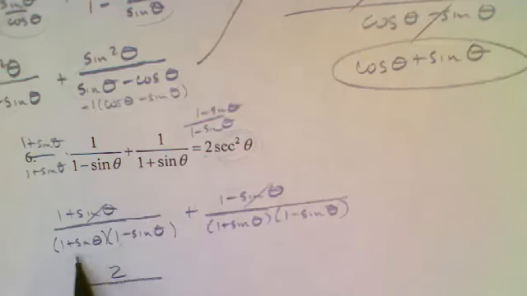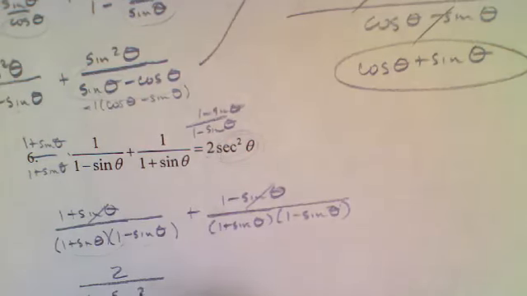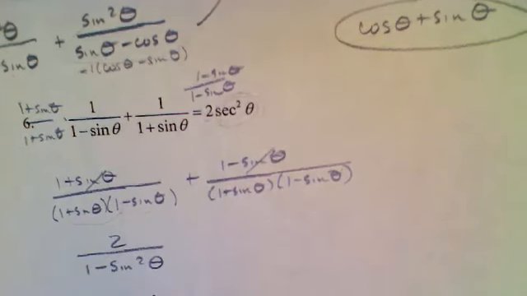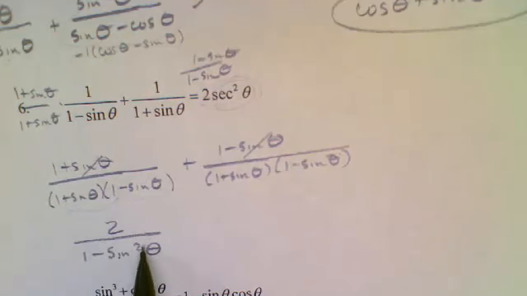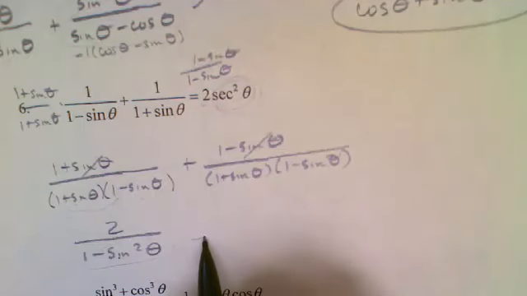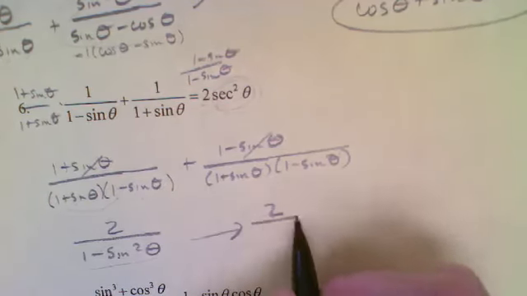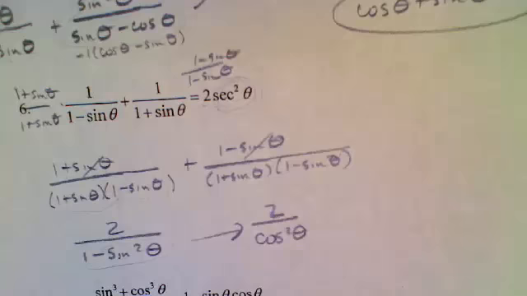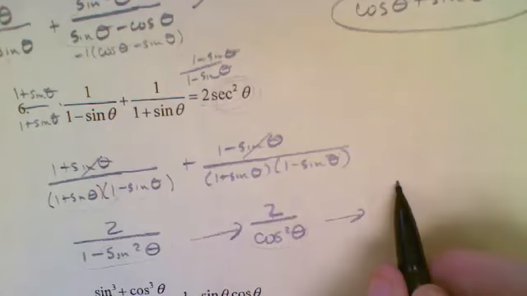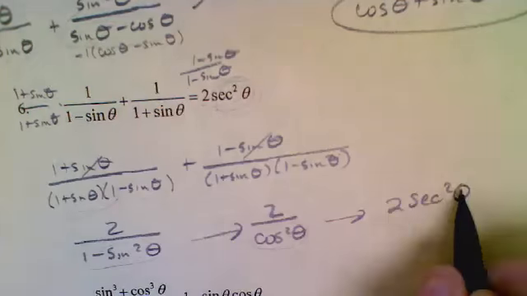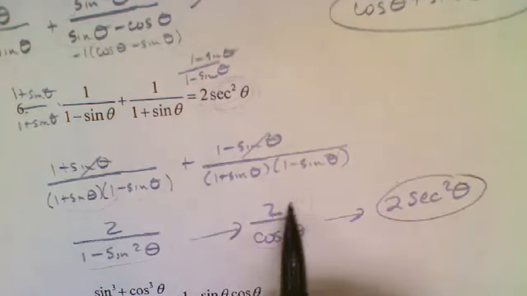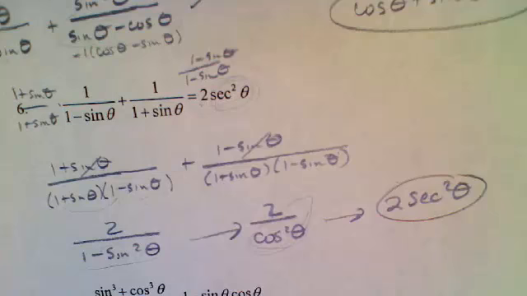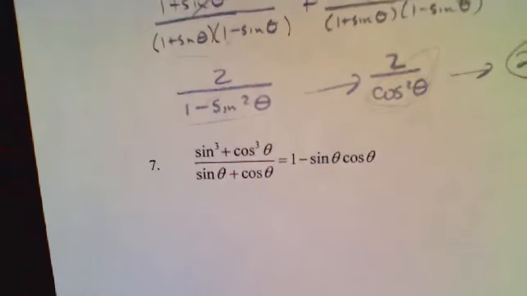I want to get cosine squared in the denominator. So now I'm thinking maybe I should FOIL these out. If I multiply 1 plus sine times 1 minus sine, I'm going to get 1 minus sine squared. And now that I know that's 1 minus sine squared, what is that? Sine squared, 1 minus sine squared is cosine squared. So that's 2 over cosine squared. And I know that 1 over cosine squared is secant squared, so now I can just say that's 2 times secant squared. Because remember, 1 over cosine is the secant. Okay? All right, number 7.